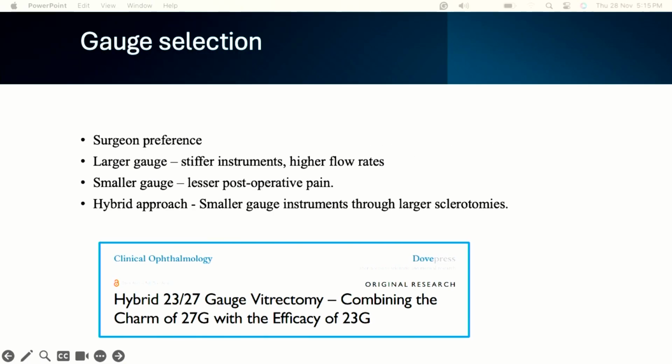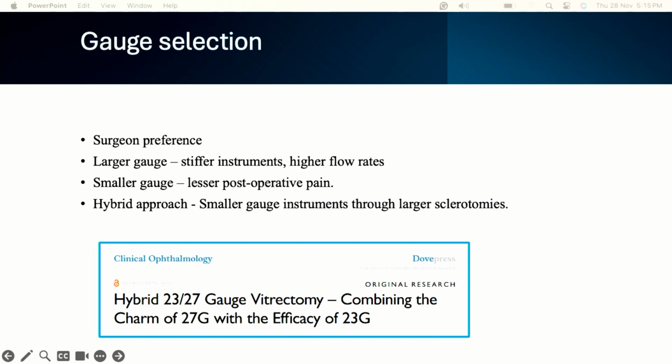So what gauge will we use? It's usually a surgeon's preference. The larger gauge instruments are stiffer and provide higher flow rates, so the surgical time is less, but the smaller gauge provides lesser postoperative pain and better rehabilitation of the patient. A study was done where a hybrid approach was used.